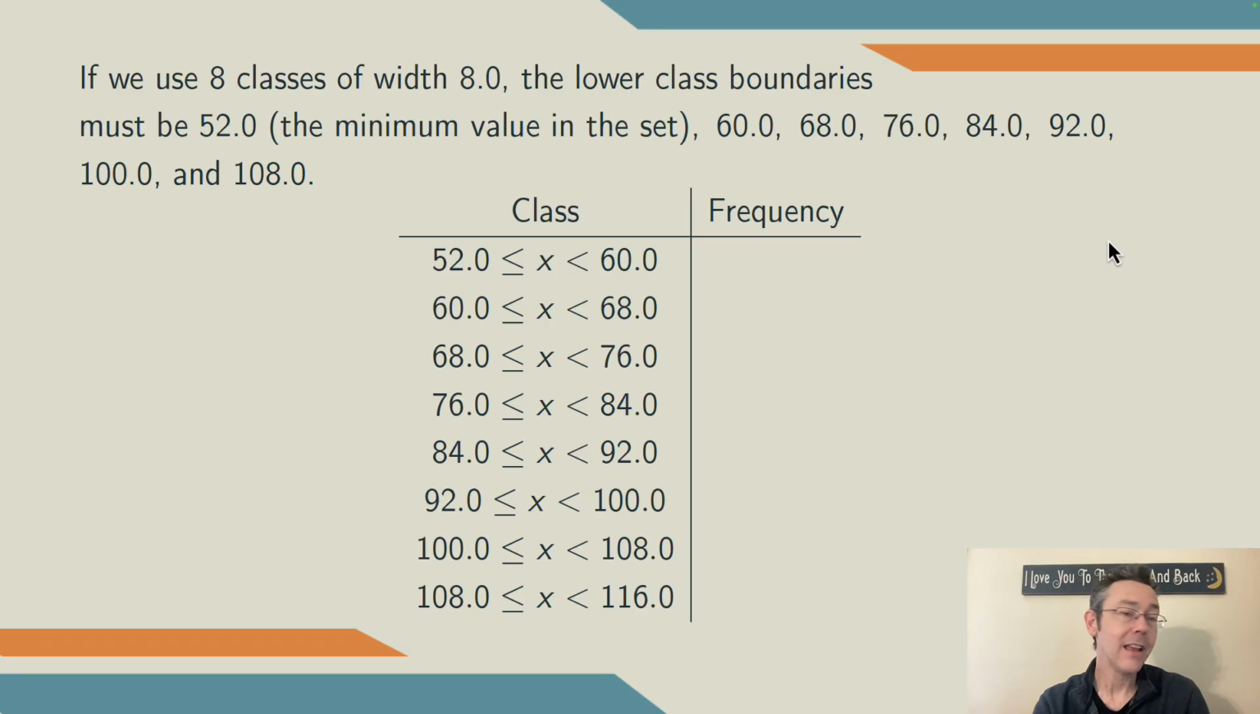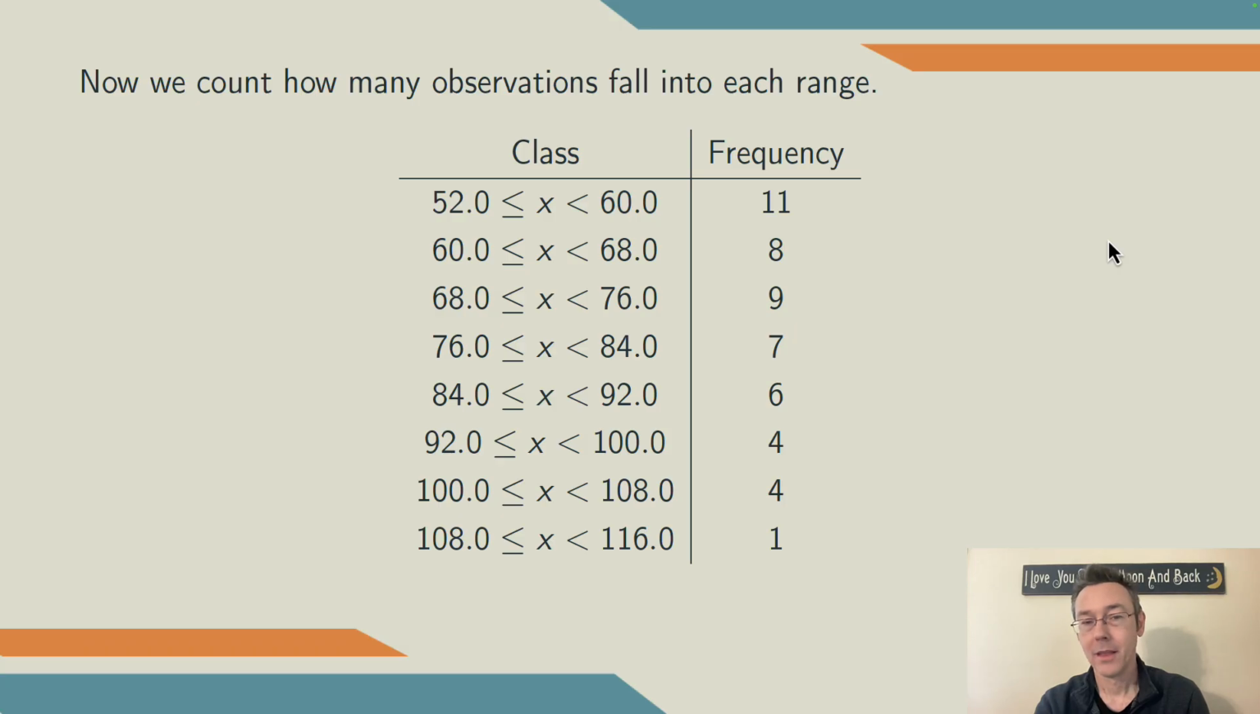All right, now I'm going to have 8 classes, each of width 8, and the minimum value in my data set is 52. So to get the lower class boundaries, I'm going to use 52, and then 52 plus 8, and then plus another 8, and so on. So 60, 68, 76, and all the way up to 108. Then the upper class boundary for each one of my intervals is going to be the same as the lower class boundary for the next one up. And I just make sure I get my inequalities straight so that they are inclusive on the left and strict on the right. After that, we just count how many observations fall into each range.